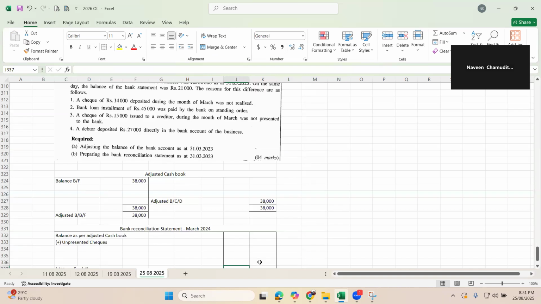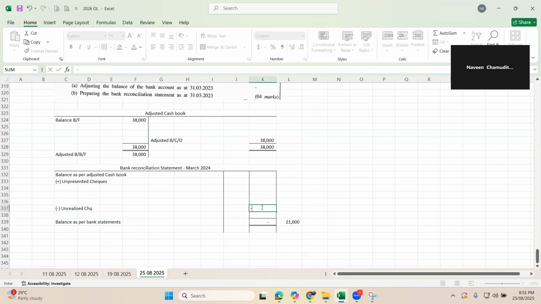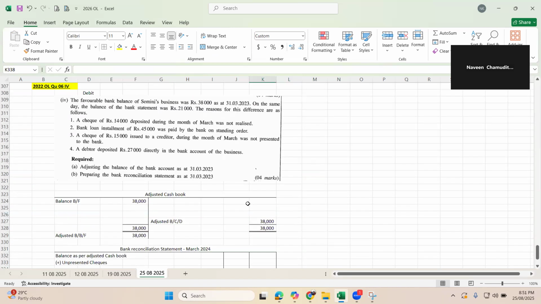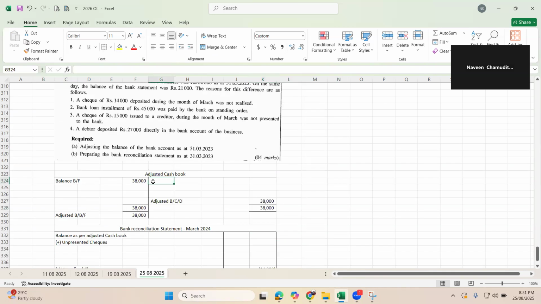We know that unrealized checks have to be deducted. The value is minus 14,000. Unrealized means we have deposited the check to our current account, but the funds haven't been collected. Even though the deposit is done, the funds haven't been collected. It's on the float. Unrealized, right? Then a bank loan installment of 45,000 was paid by the bank on standing order. We haven't recorded it here. Bank loan standing order.